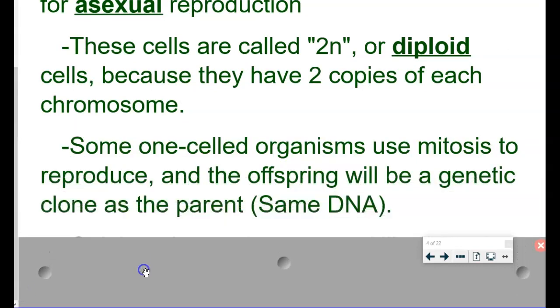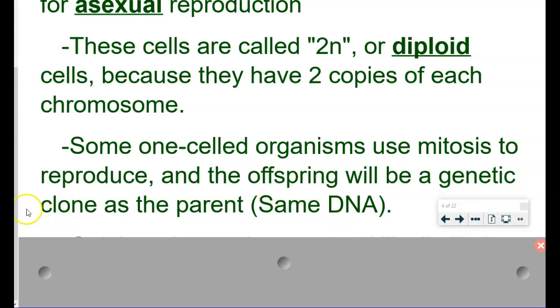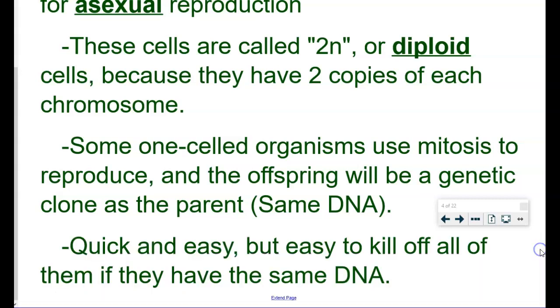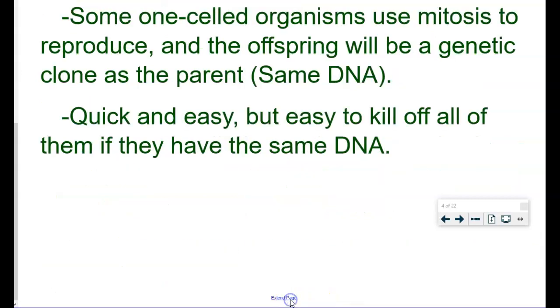And some one-celled organisms are going to use mitosis to reproduce. The offspring, which just means baby, will be a genetic clone of the parent. And a clone is somebody that has the same DNA. So if the parent and the child both have the same DNA, it's really a quick and easy process. However, one natural disaster, one bad virus or something can maybe wipe them all out.